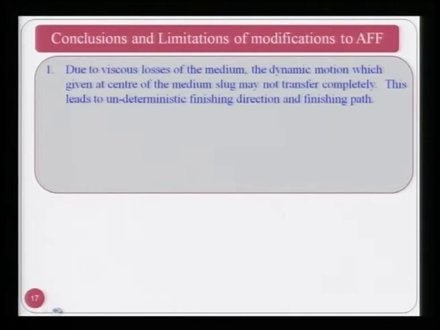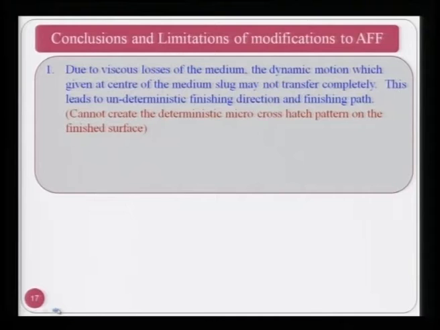Conclusions and limitations of modifications to abrasive flow finishing. Due to viscous losses of the medium, that is the change in viscosity, the dynamic motion given at the center of the medium slug may not transfer completely to the abrasive particles which are in contact with the workpiece surface. This leads to an undeterministic finishing direction and finishing path. It cannot create the deterministic micro cross hatch pattern on the finished surface. This micro cross hatch pattern is the main characteristic of the honing process which we normally get.